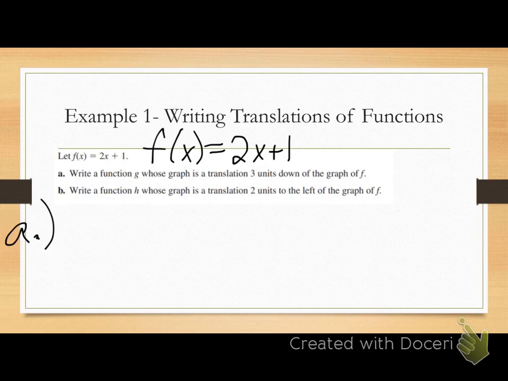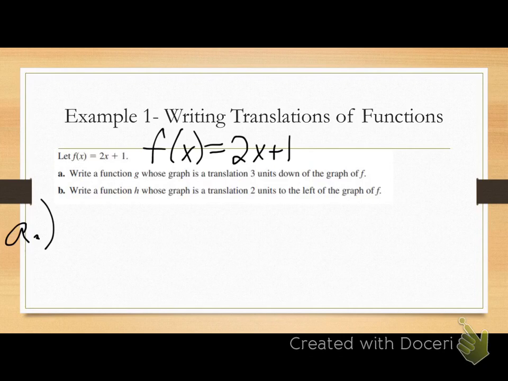So if I'm moving my graph down, is that going to be a horizontal or a vertical translation? Vertical, because it's going down. Vertical is going to be up or down. Horizontal is going to be left or right. Does that make sense? So since I'm moving it down, it's going to be a vertical translation.